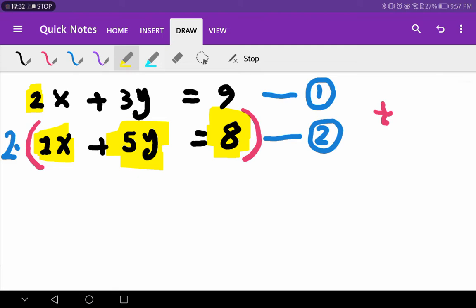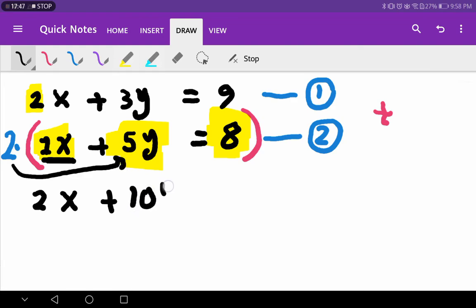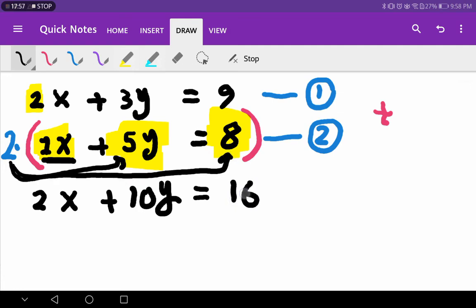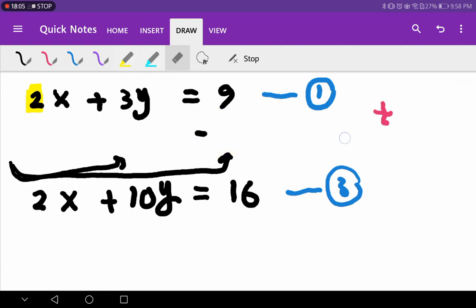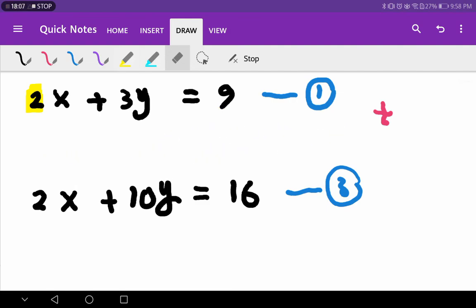So if I multiply 2 by the first term, I get 2x plus, I'm finished with this, I move here now, it gives me 10y. Step by step, and don't rush, my boy. And now 2 by 8, which is 16. Now I have the third equation here, and regarding this, I don't need the old one.